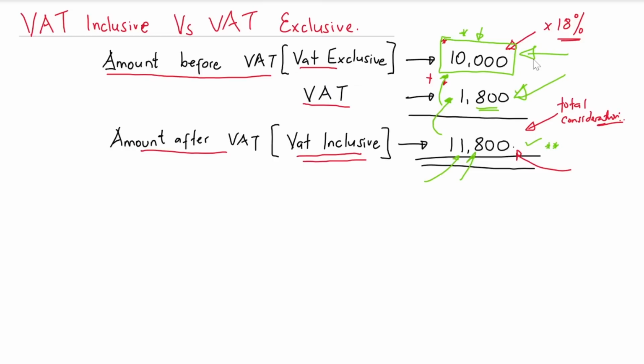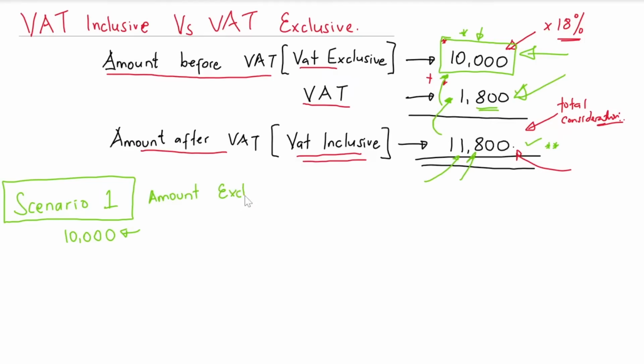Okay, so now let's start with scenario number one. These are things you're going to find in practice. Scenario one, let's say I just have 10,000, and they're telling me that 10,000 is the amount exclusive of VAT. So when you just have the amount exclusive of VAT, how do I work from this amount to arrive at the VAT amount and the amount inclusive of VAT?